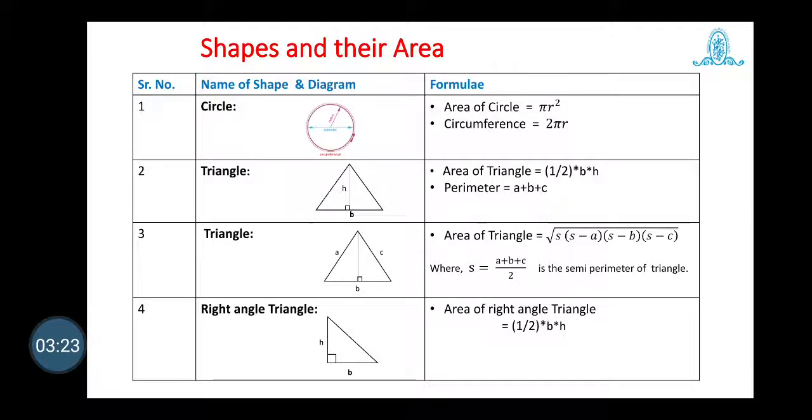The next one is, again, if sides are given in the triangle, then how do we find the area of the triangle? By using the formula: area is equal to square root of s into (s minus a) into (s minus b) into (s minus c). What is meant by s? s is nothing but the semi-perimeter of the triangle. How do we find it? s is equal to (a plus b plus c) whole divided by 2. So after getting the value of s, we can calculate the area of the triangle by using Heron's formula.